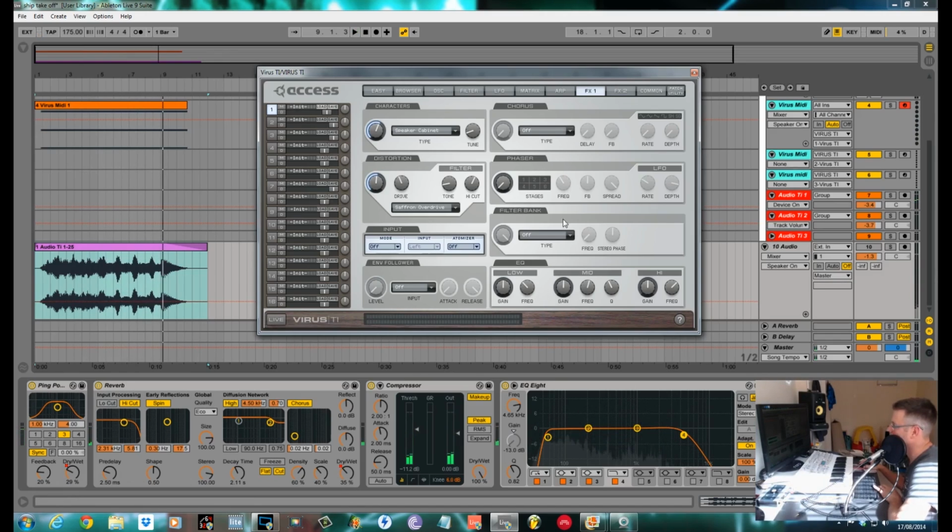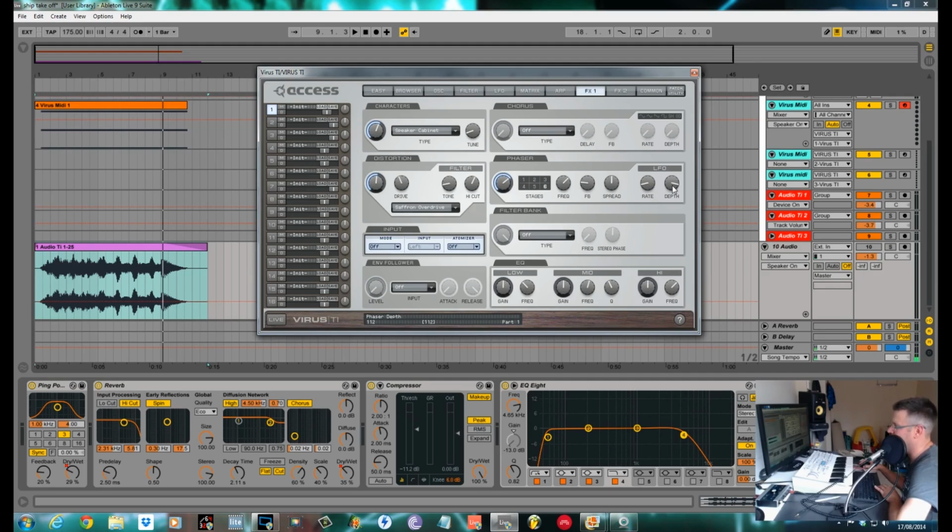Phaser, I had the mix round to about 88, frequency about 85. I had it on a 6-stage or 6-pole filter, so there was a lot of movement going on. The feedback just above a quarter, about -40. The spread dead centre. LFO rate at 15, and the depth about 112.